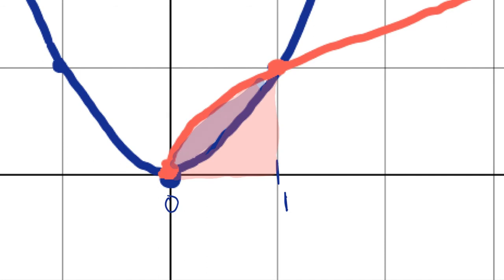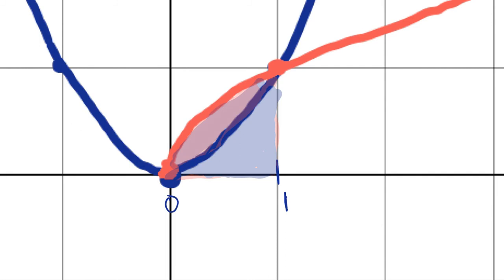And then if we wanted to figure out what that sliver is, we need to subtract the area below, which is the blue area here, right? So essentially, if we could find the red area, subtract the blue area, we're going to be left with that sliver there, right?